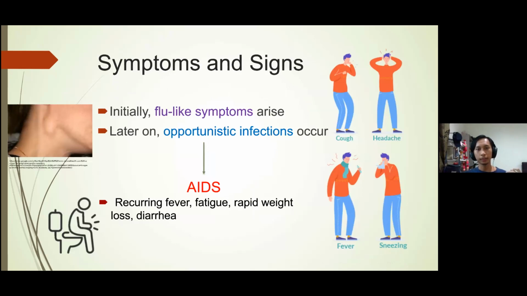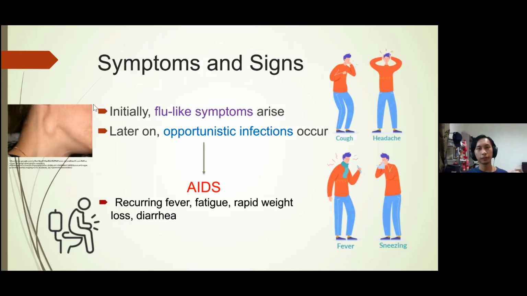The symptoms and signs of HIV. The early symptoms of HIV are flu-like symptoms, such as coughing, headaches, fever, and sneezing. As time progresses, more opportunistic infections arise. Then the symptoms of these infections will show in the body.